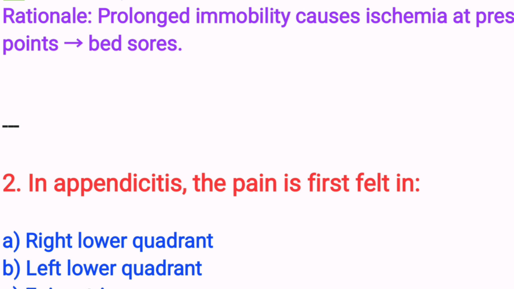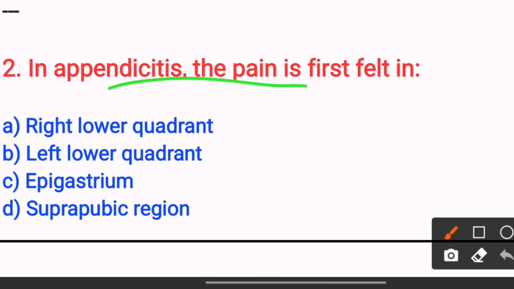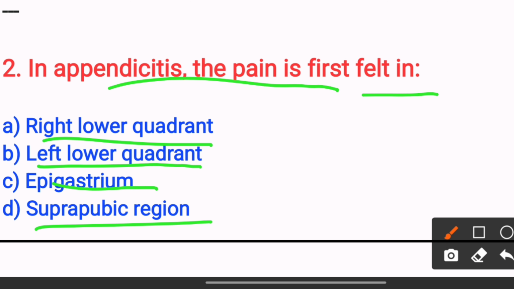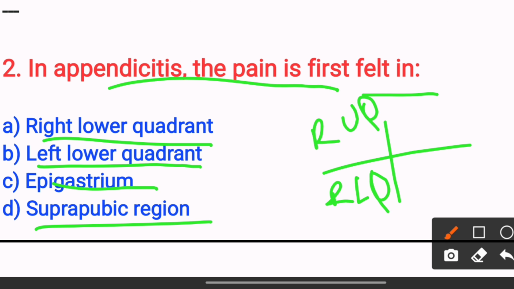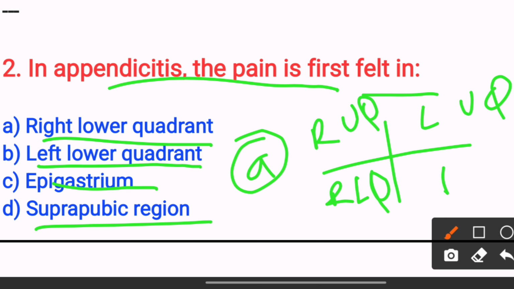Next, in appendicitis, the pain is first felt in option A right lower quadrant, option B left lower quadrant, option C epigastrium, option D suprapubic region. The answer is option A right lower quadrant. This is the right upper quadrant, this is the left upper quadrant and this is the left lower quadrant. So the answer is option A, right lower quadrant.